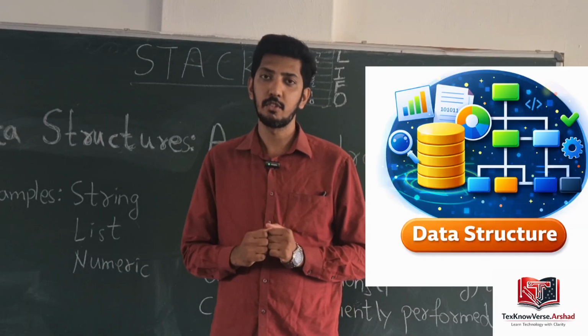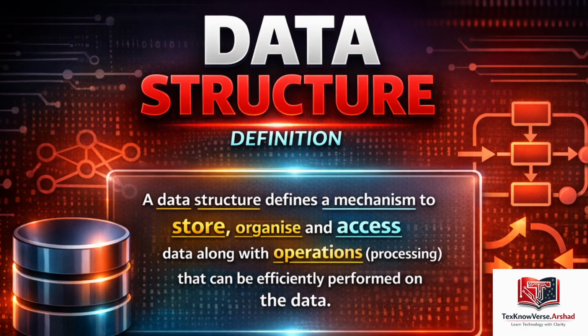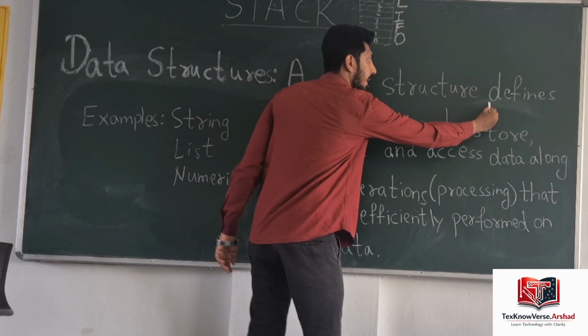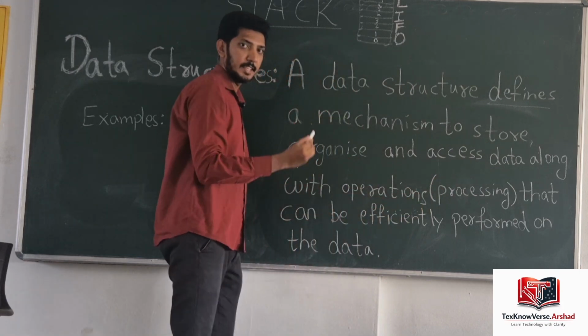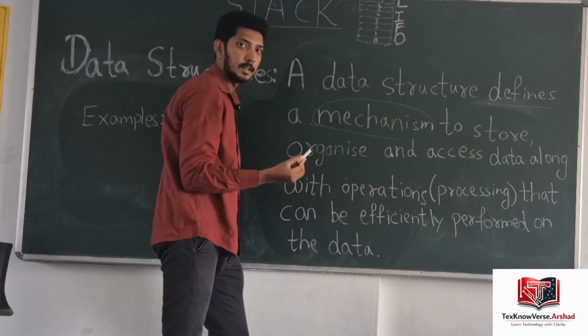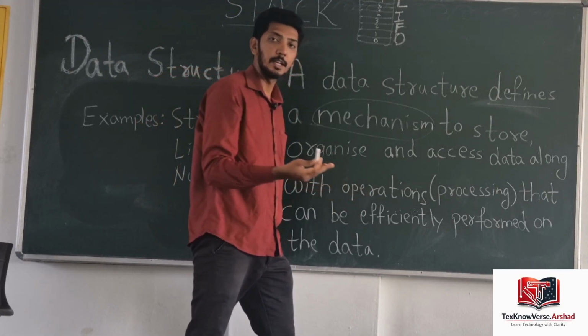So what is this data structure? Data structure is nothing but a mechanism to store, organize and access data along with operations or processing that can be efficiently performed on the data. So let's understand what this means. Data structure defines the way, the method of working. Mechanism here means how to do a particular work.